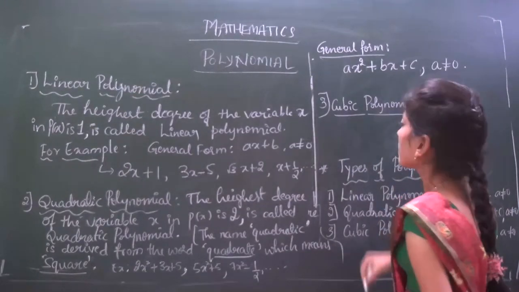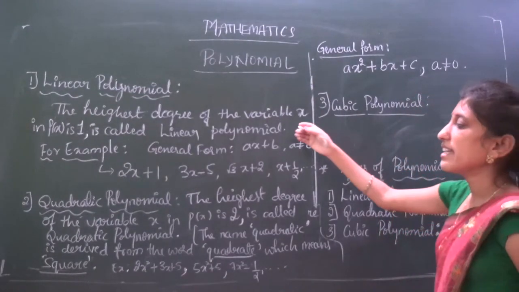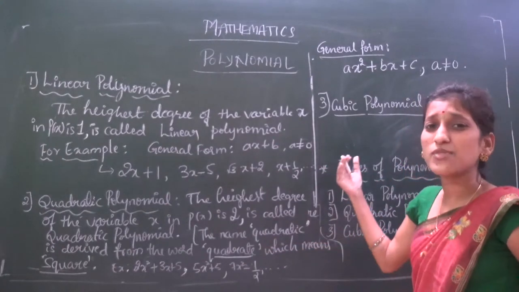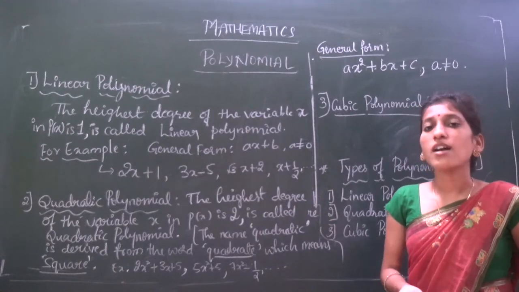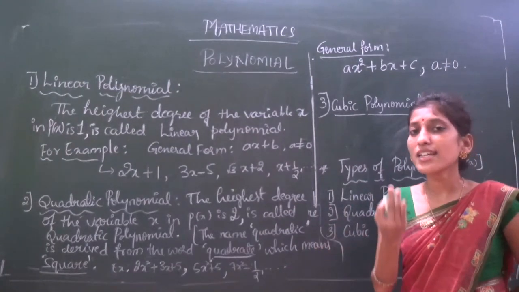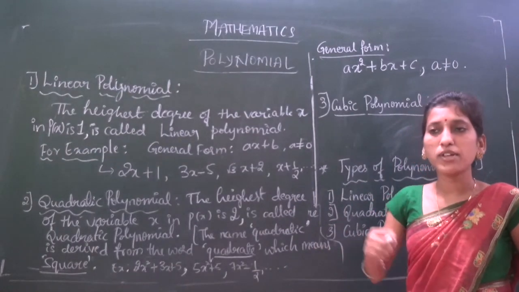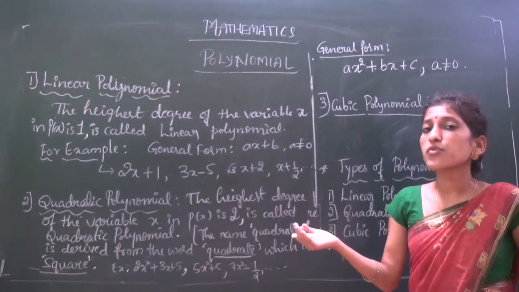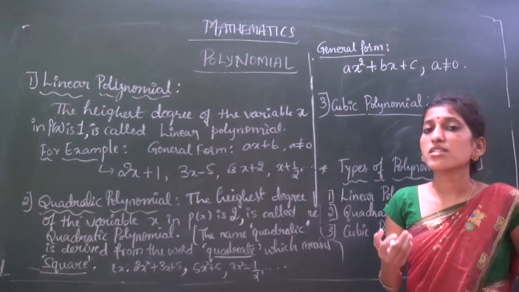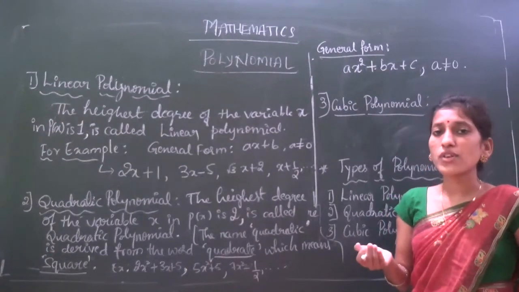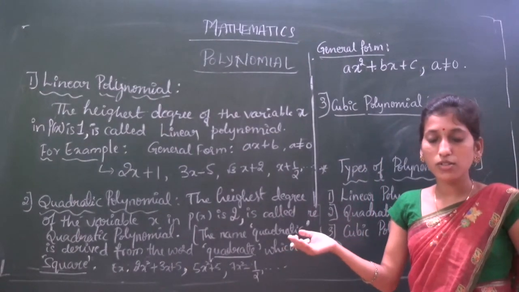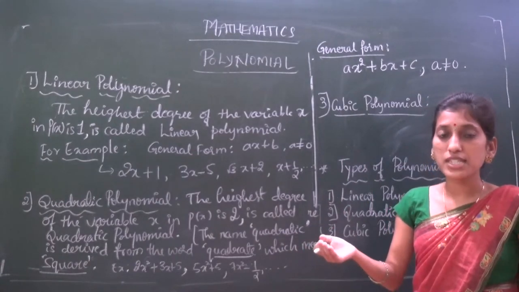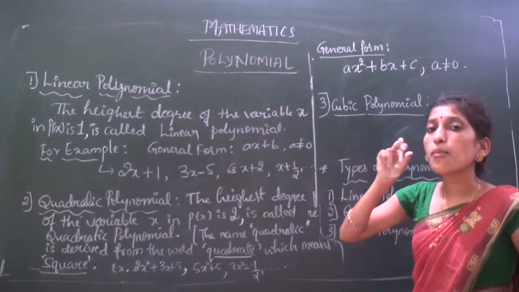Yes. What is cubic polynomial after seeing linear and quadratic polynomial? It is very easy to define that the highest degree of the variable x in p of x is 3 is called the cubic polynomial. Because in a cubic equation, the highest power or the highest degree of the variable is 3, then that is cubic equation we have said, and here it is cubic polynomial.